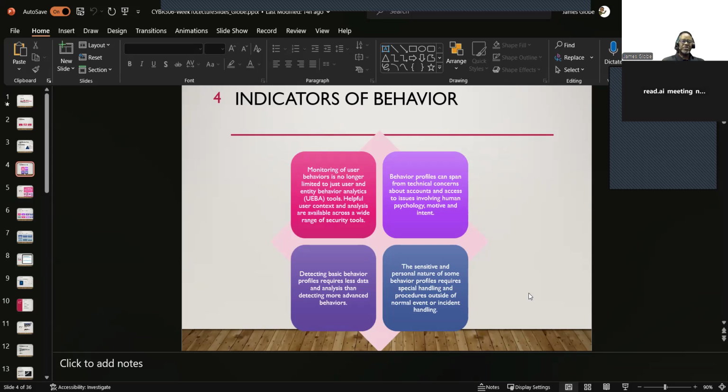You're determining what is normal by not only the user logged in, but also the applications or third-party applications that are logging into your systems to perform certain specific tasks. So what the bullets are saying is we need to know what behavior profiles can span. What's the span of activities? Technical concerns, what do they need access to about the accounts and access? Then you can baseline that. Detecting basic or normal behavior requires less data and analysis than detecting anomalous behavior, things that go above and beyond that, because you need to know what is anomalous versus what is normal.